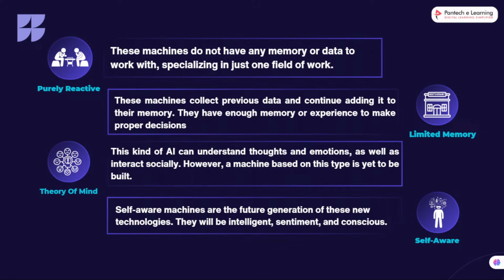So purely reactive: the machines do not have any memory or data to work with, specializing in just one field of work. One field of work here represents the human. In that particular game, the computer's opponent is a human, the user or the player. Based on his move, the computer has to play. So that is purely reactive.